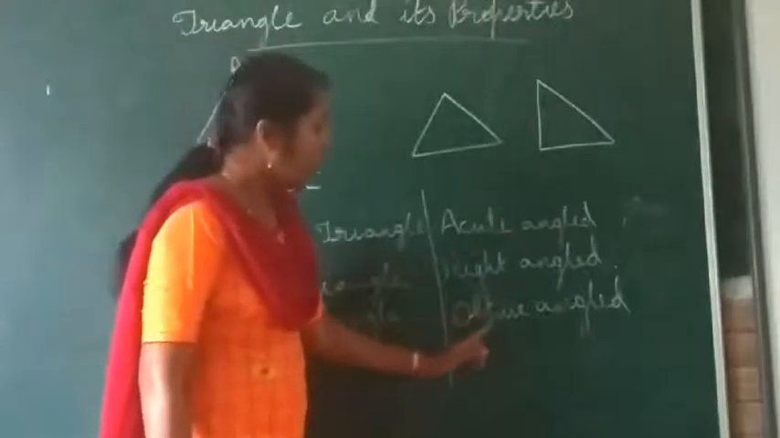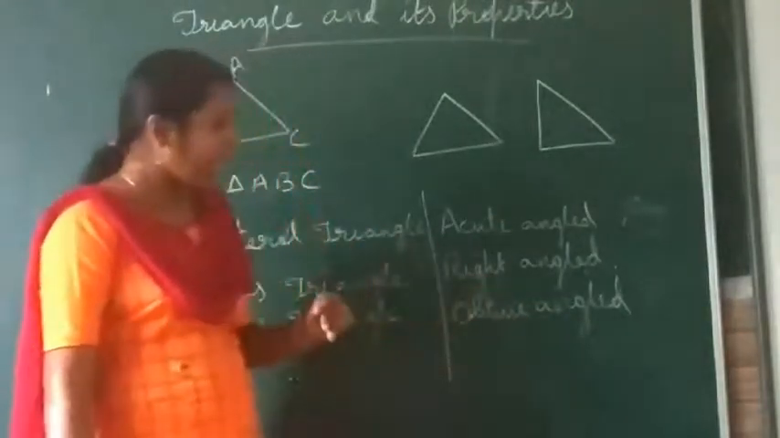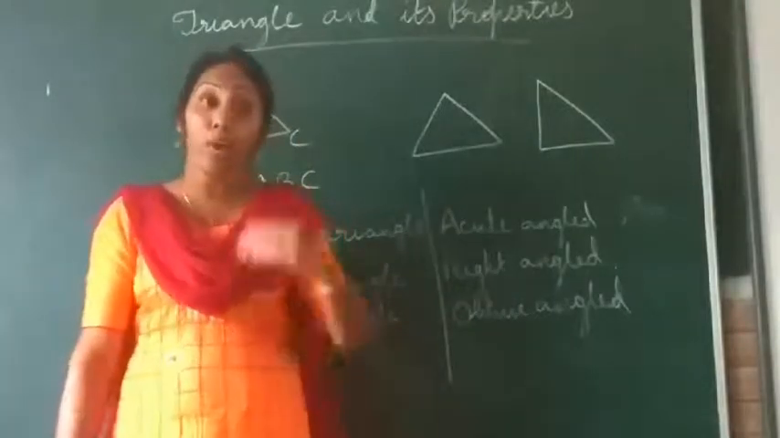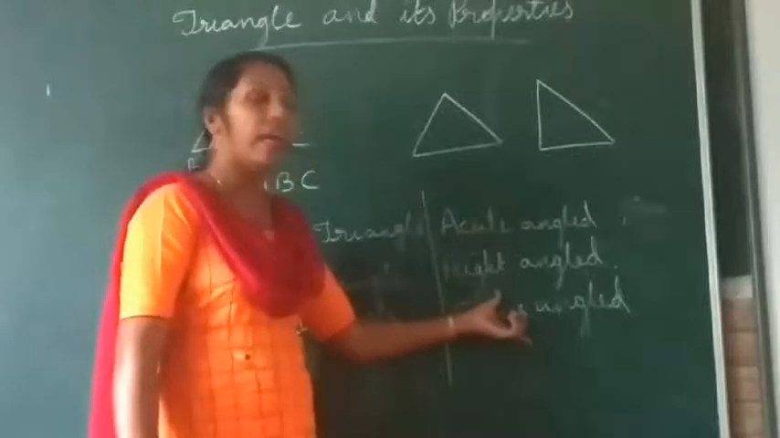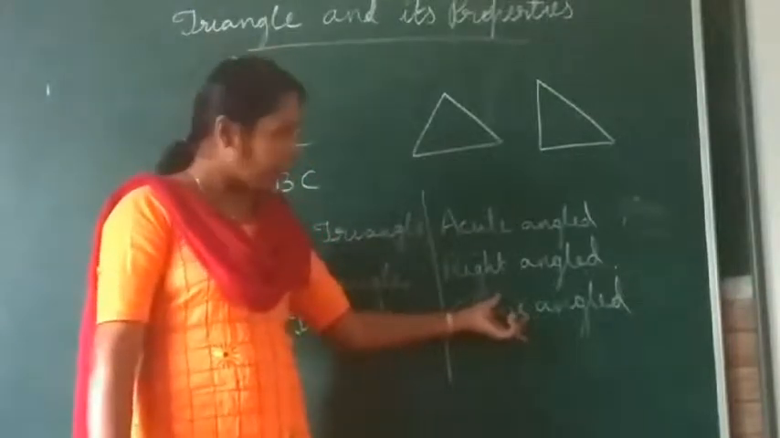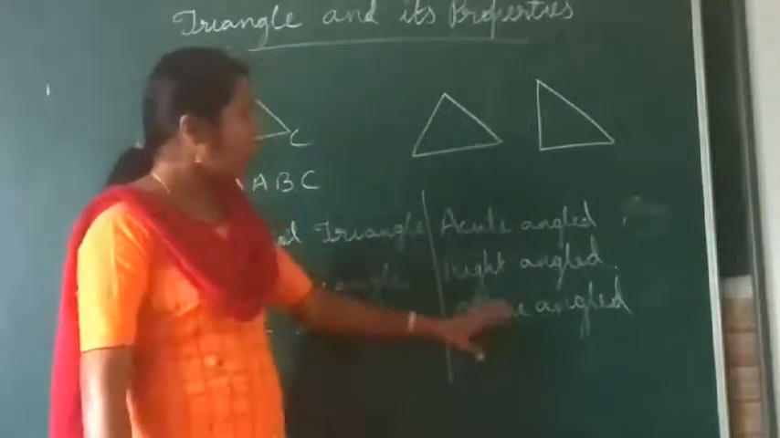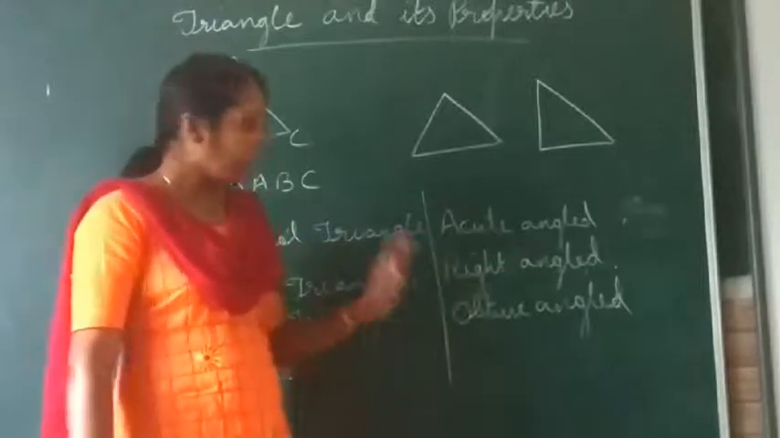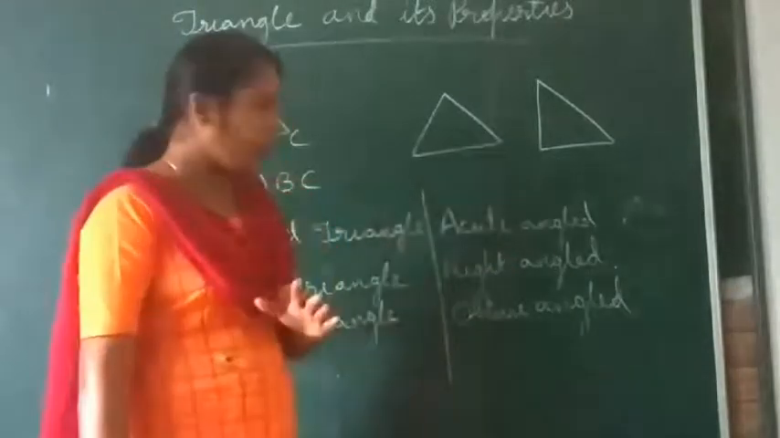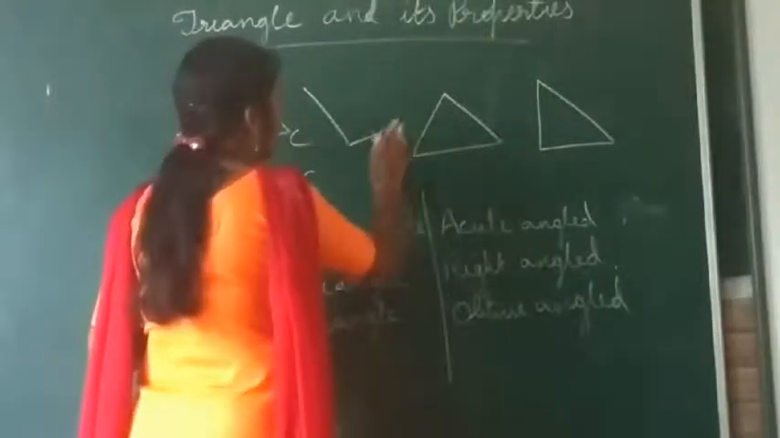And now the third one is obtuse angle triangle. What is an obtuse angle triangle? If in a triangle at least one angle is more than 90 degrees, because you know what is an obtuse angle. Obtuse angle means an angle with a measurement more than 90 degrees but less than 180 degrees. So if in a triangle one angle is more than 90 degrees, then that triangle is known as an obtuse angle triangle. An obtuse angle triangle will look like this.